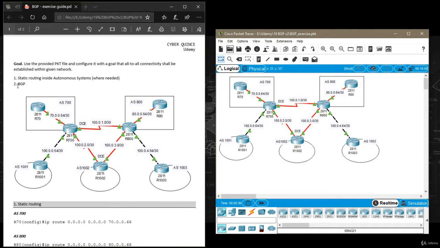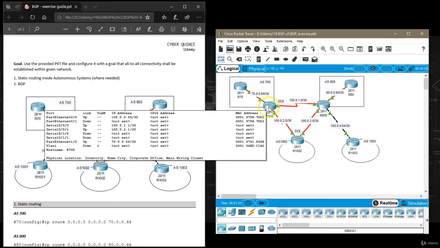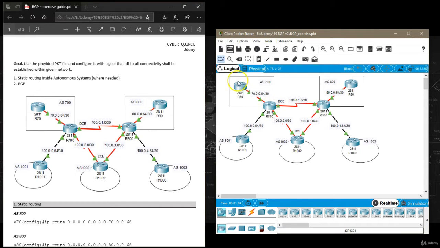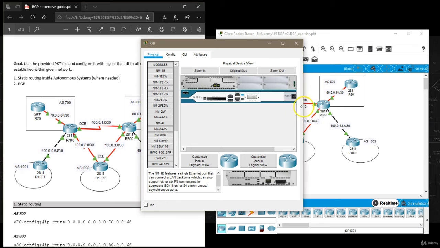For static routing, the reason why it's needed and where it's needed is on these two routers, router 70 and router 80. On router 70, we want to make sure that this router can get out of the autonomous system, so we will configure a default route towards router 700. Why is that needed? It's needed because we will not be configuring BGP on these two routers. So router 70 and router 80 will not have any routing protocols on them, so they will have no way of knowing how to find these other networks. That's why we're going to configure a static route on each one of those.